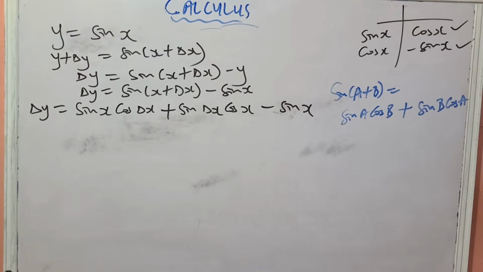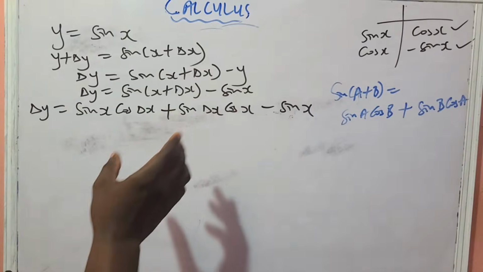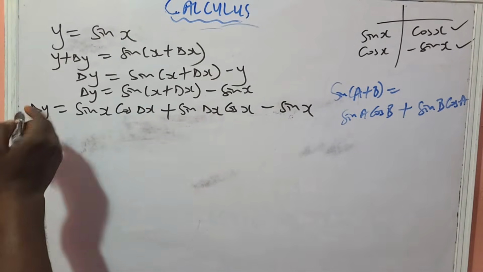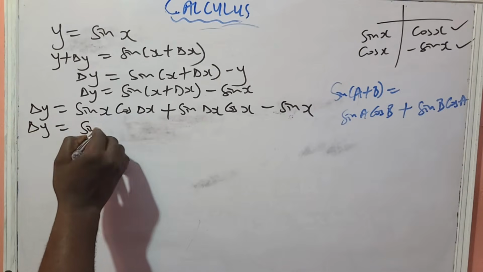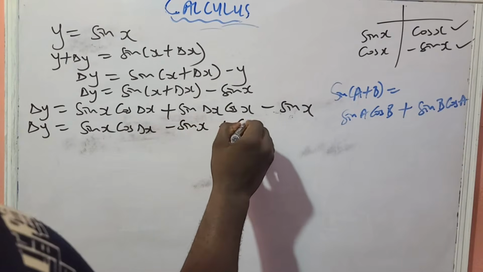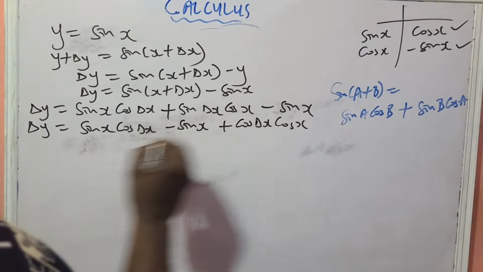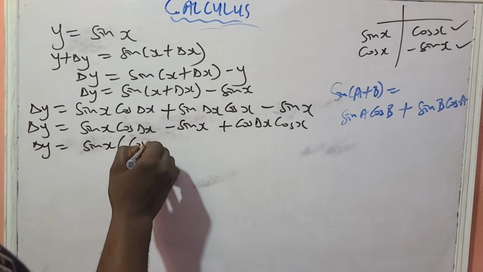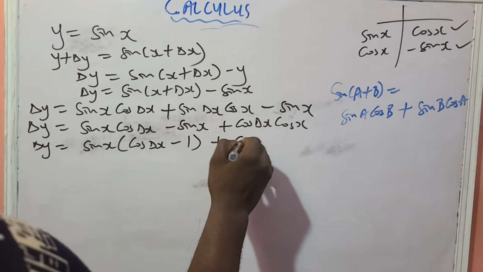You need to be patient, you need to be careful, you need to work carefully. If you are too in haste while solving questions like this, the chances of you mixing things up are very, very high, even though you are very sure of yourself. So, the next thing we have to do, we have to try and bring our like terms together. So we have our change in y is equal to sine x cos change in x minus sine x plus sine change in x cos x. I'm trying to be fast in the writing, so please pardon that. I want us to move quite fast today.